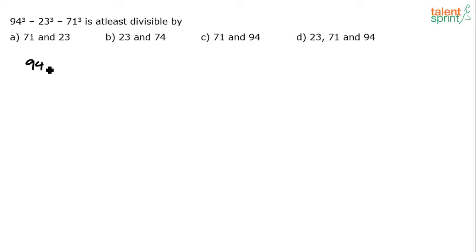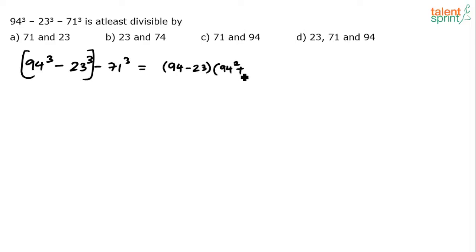For example, look at this. The given value is 94 cube minus 23 cube minus 71 cube. Now, this can be expressed as, look at this, I can take 94 cube minus 23 cube as the first set. It becomes, in the form of a cube minus b cube. So if it is a cube minus b cube, it will be a minus b, 94 minus 23, into a squared plus ab plus b squared, minus 71 cube. Now if you observe, the first term is this and the second term is 71 cube as it is.